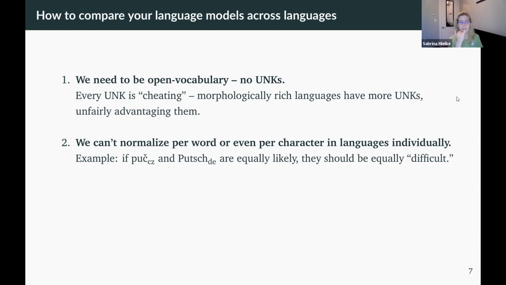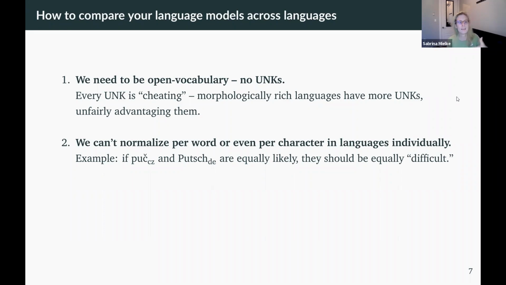These are clearly cognates, putsch in Czech and in German. They really should be equally likely, right? If we have a model and it says, how likely is it that someone wants to say this, like "putsch", which in English is like coup, they should be equally likely, right? So they should be equally difficult.